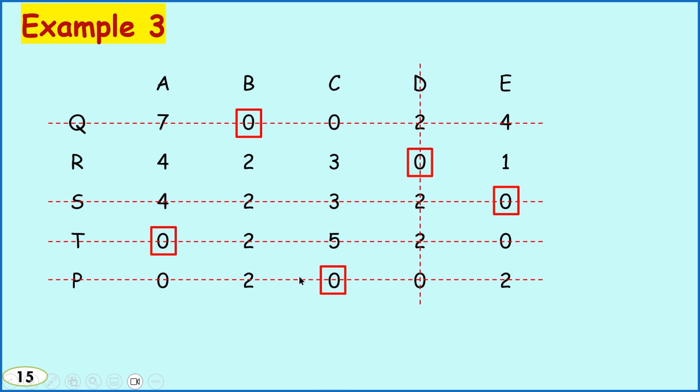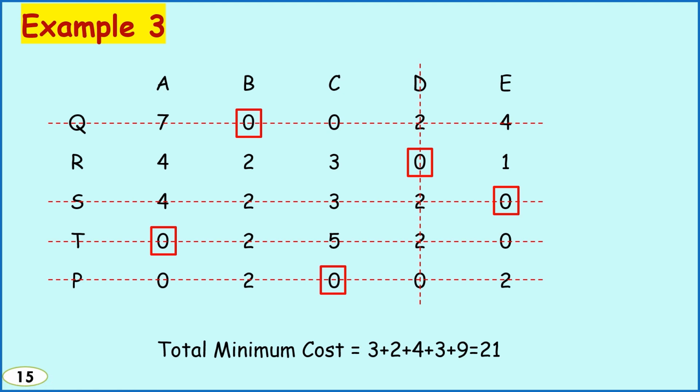Now we got 5 allocations. So now you go to the initial matrix. At these allocated zeros, what is the initial value? That we need to add. All these 5 values, if you add, then that will be the total minimum cost. So initial value will be 3 over here, 2 over here, 3 over here, 4 here, and 3 plus 9. So total the answer will be 21. So that is how we are going to solve according to Hungarian method.